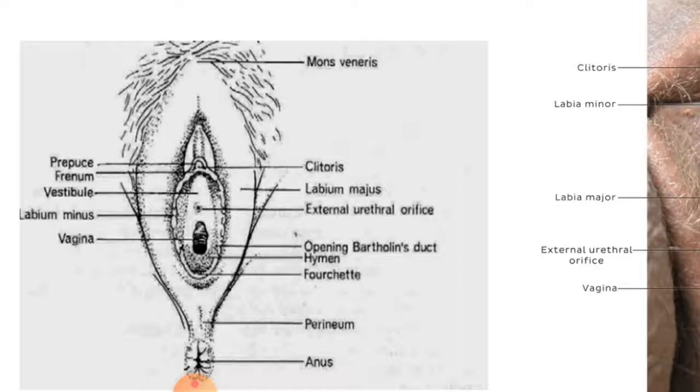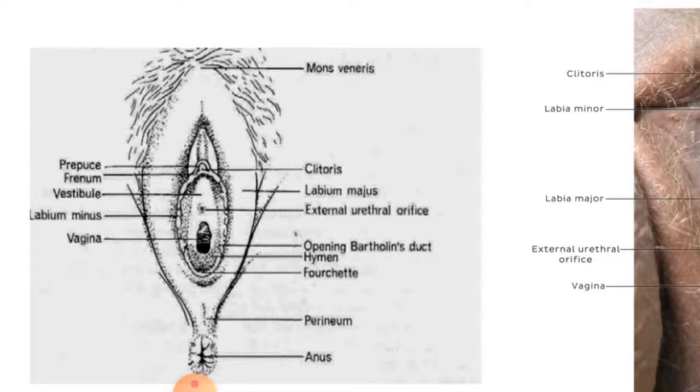So what is basically hymen? Hymen is a thin piece of mucosal tissue that surrounds, or we can say partially covers, the external vaginal opening, and this is also a part of the vulva or external genitalia, and it breaks during the intercourse.